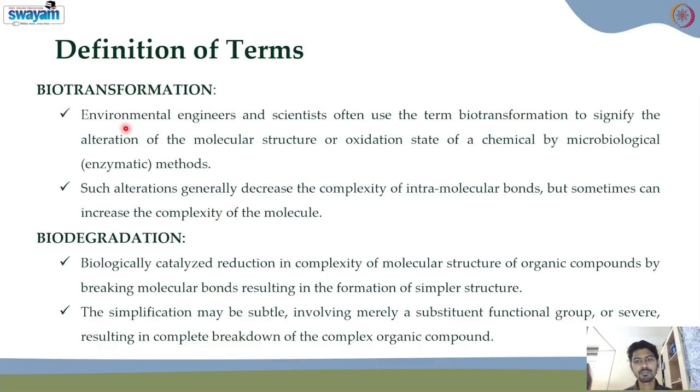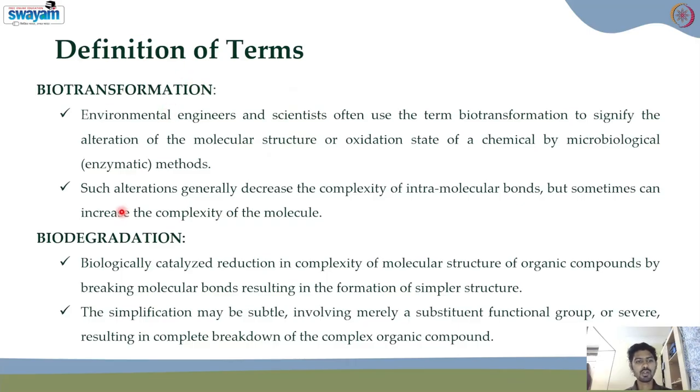So what happens? The environmental engineers and scientists often use this term to signify the alteration of the molecular structure. For example, the chlorinated biphenyls are very complex and they contain multiple benzene rings. So biotransformation indicates that there will be alteration in the molecular structure of the compound or a change in the oxidation state by using the microorganism or their derived enzymes. So if you are able to alter the molecular structure, we call this biotransformation.